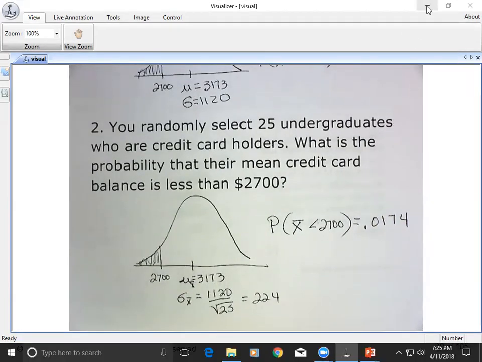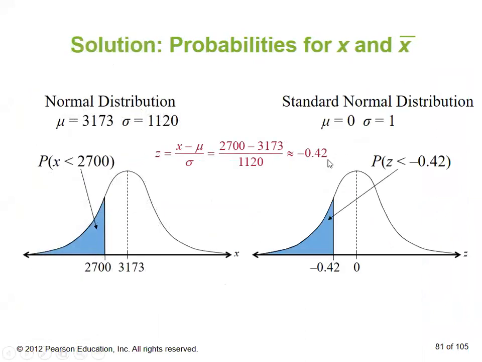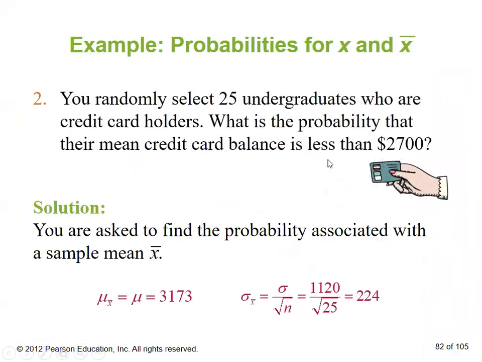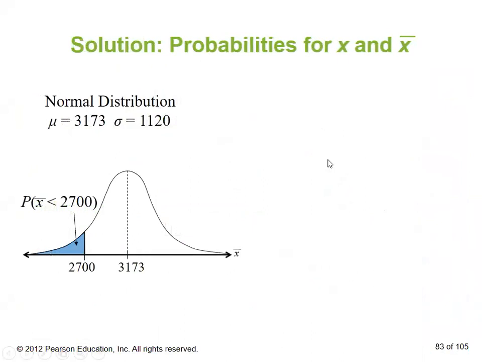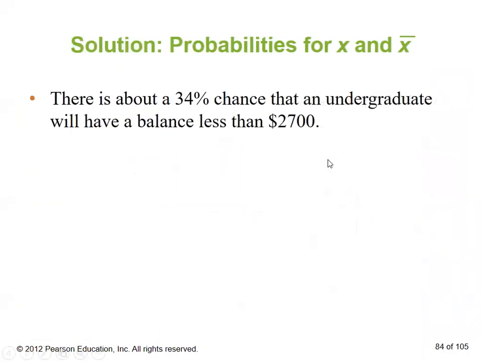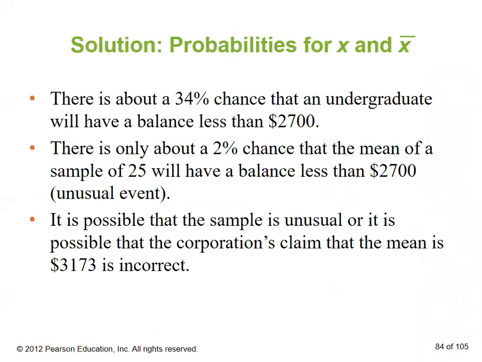So we're almost through with 5-4. And that's what we got on the first one. And this is what we got whenever we calculated for the sample of 25. Okay. And so here's how they sum it up. There's about a 34% chance that an individual undergraduate would have a balance of less than $2,700. But there's only about a 2% chance that the mean of the sample of 25 would be less than that, which definitely makes it an unusual event.